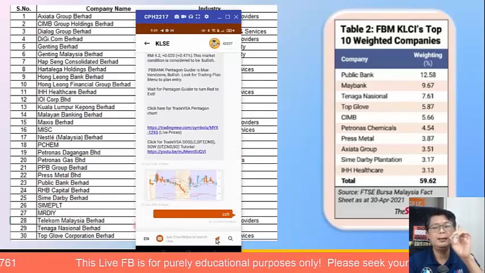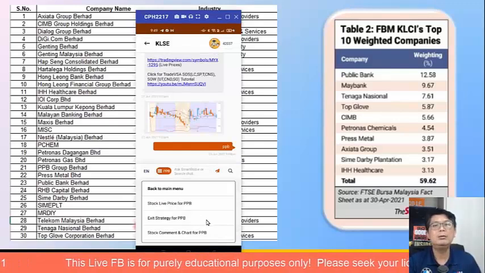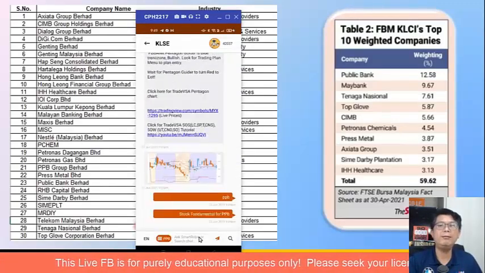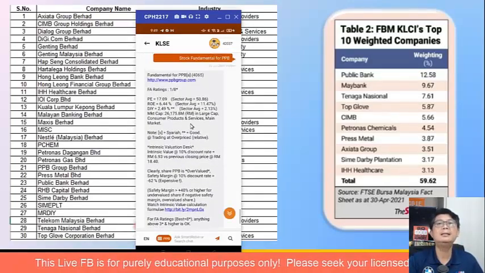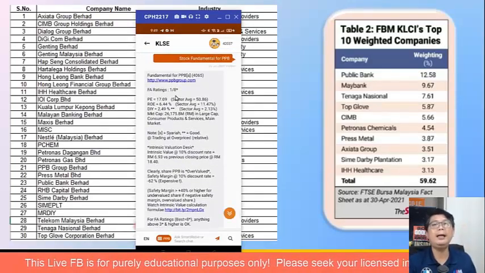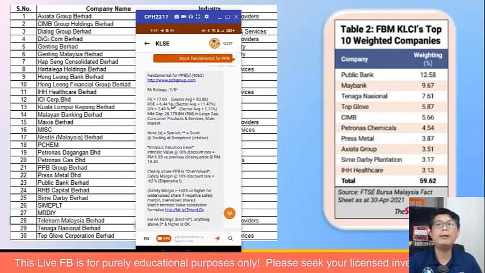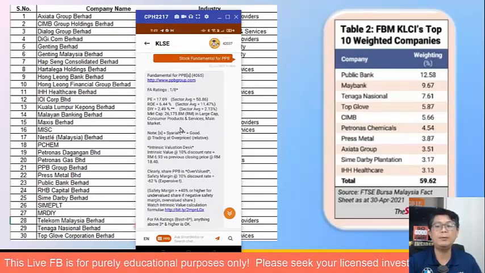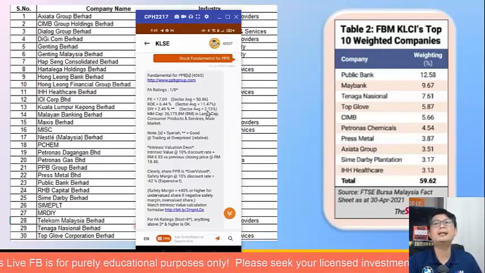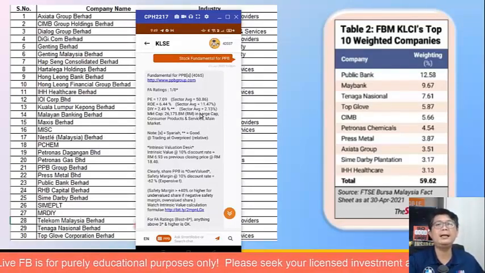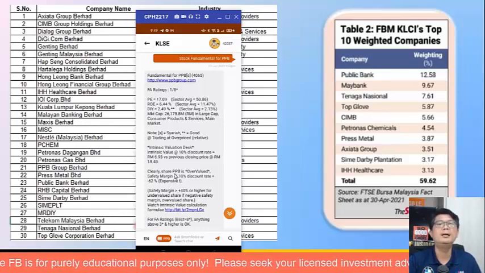Okay, PBB, and hit that one. And we're going to be using the tab menu, fundamentals. Okay, fundamentals, PBB. So you can see PBB has a rating of 1, and it has a 2.5% return, which is still better than the banks in here. You can notice the sector average is 2.1, so it is paying slightly higher dividend at 2.5%.